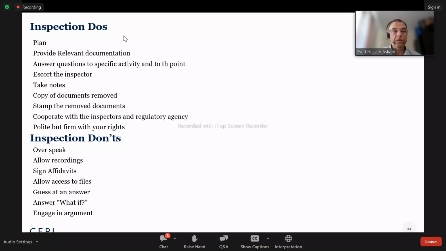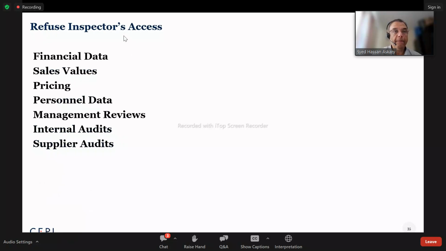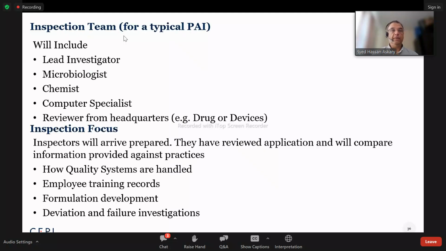I will not go through the inspection do's and don'ts in the interest of time, so that we can finish on time. But you have the slides, and you can go through them. And of course, what companies don't have to share with the inspectors.